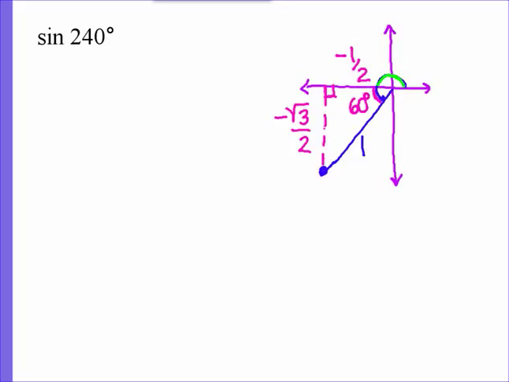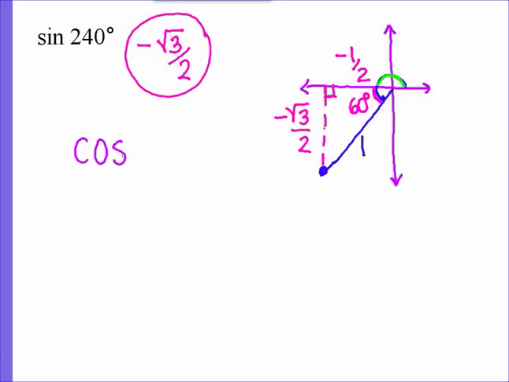What's the sign going to be there? Negative root 3 over 2. There you go, there's the sign. Okay? So sine of 240 is negative root 3 over 2. So for kicks, what's the cosine of 240? Negative 1/2. Negative 1/2.